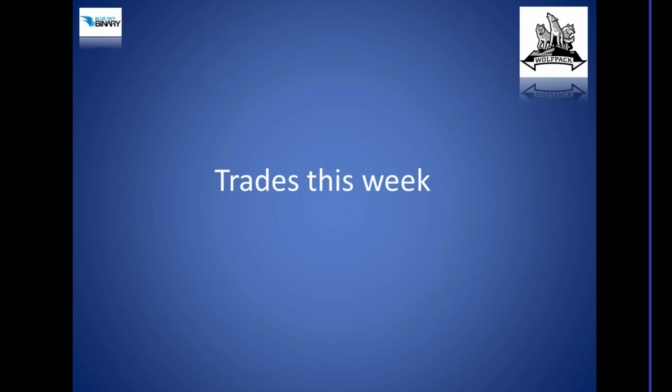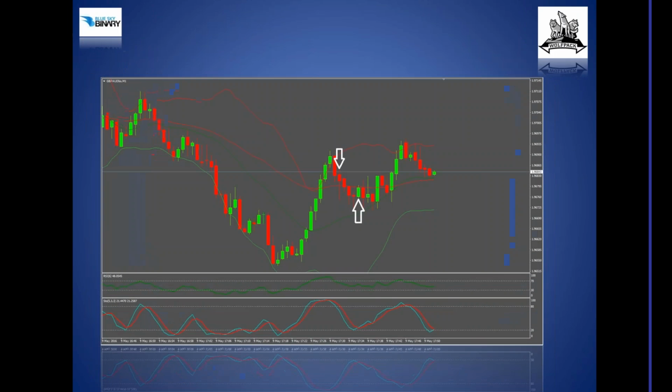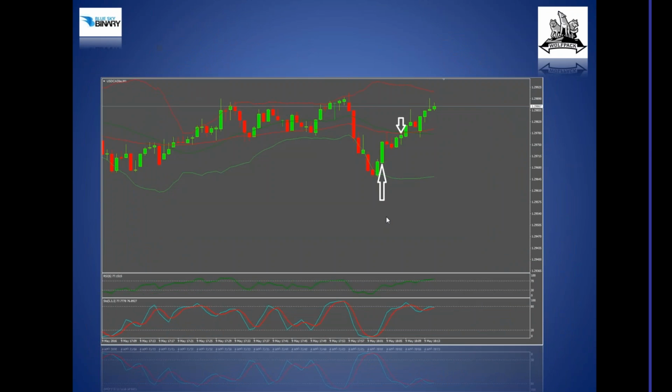Okay, so the trades of this week. We started May 9 with a trade on the pound Australian dollar, and I made some arrows where I started to trade and where I closed the trade. All my trades have an expiry of 5 minutes, and so I opened the trade at the close of this candle, so at the open of this candle, and I closed the trade at the close of this candle. This was our first ITM of the day. This was our second ITM of the day.